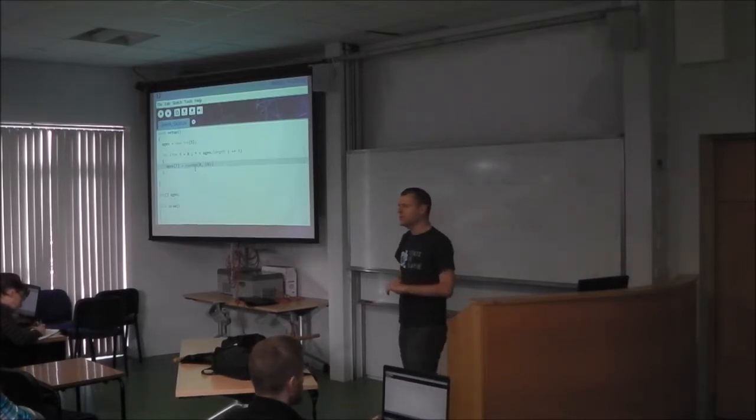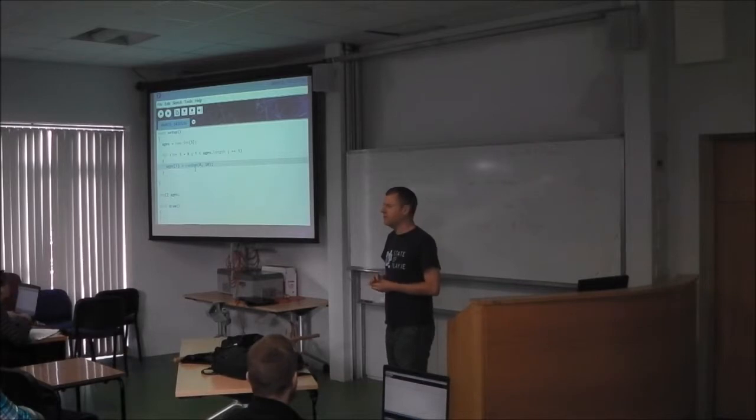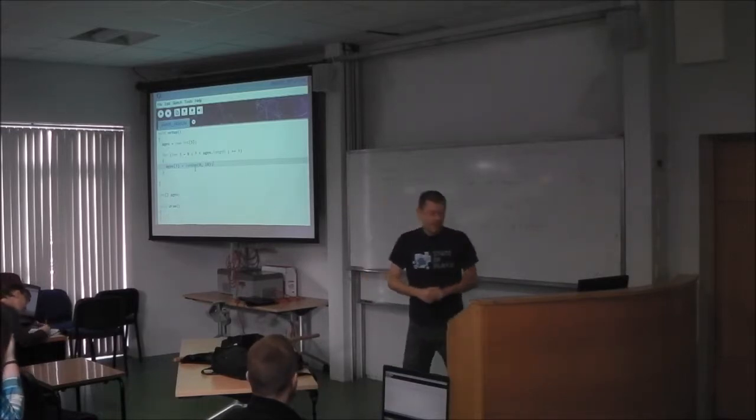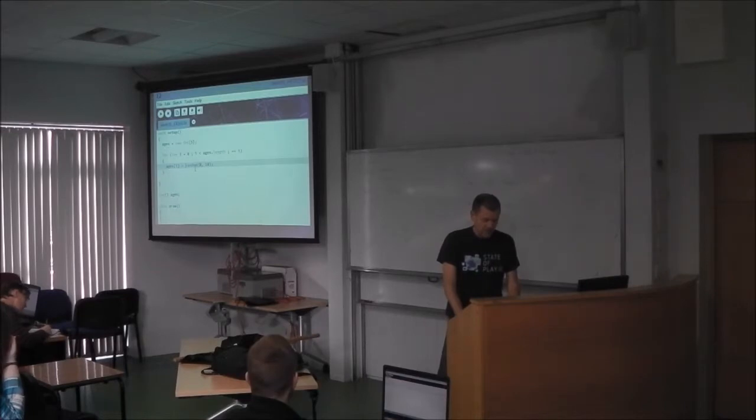Does that random return an integer or a float? Can anyone tell me? It returns a float. So it'll return a float somewhere between 0 and 9.999, so you'll never actually get 10 out of it. In actual fact, if I convert this to an integer, then I'm going to get values between 0 and 9, but it doesn't matter.